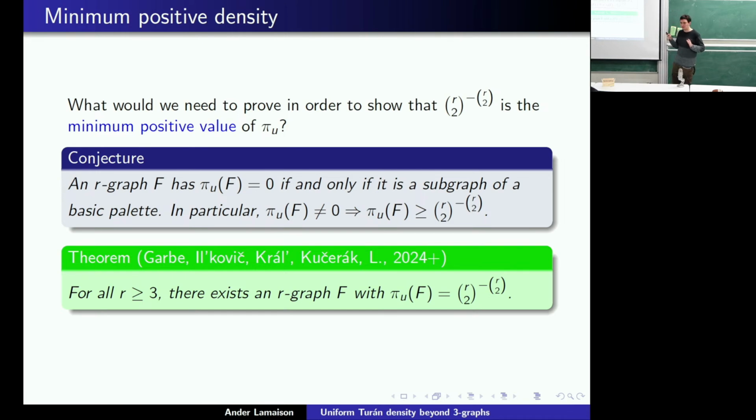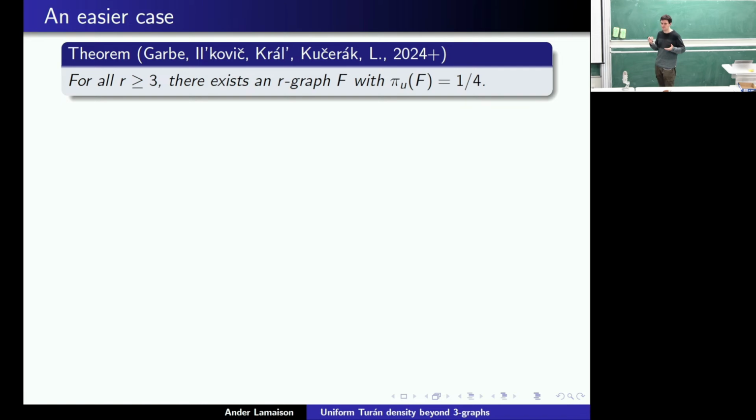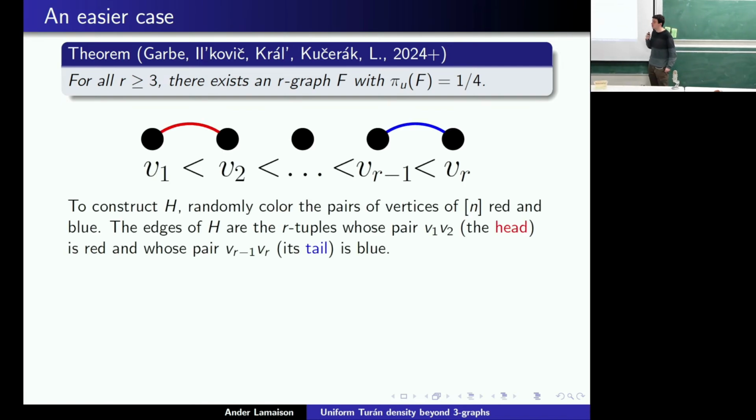However, the result that I'm going to sketch the proof of is not going to be this one. It's a bit easier. It just says that for all uniformities you have hypergraphs with uniform Turán density 1/4. It's basically a simpler proof, and in the end, if I have time, I can sketch the differences between the two proofs. So why 1/4? Again, where does this value come from? It should come from a certain extremal construction. In this case, we are going to color the pairs of vertices not with r choose 2 colors, but just with two colors, red and blue.